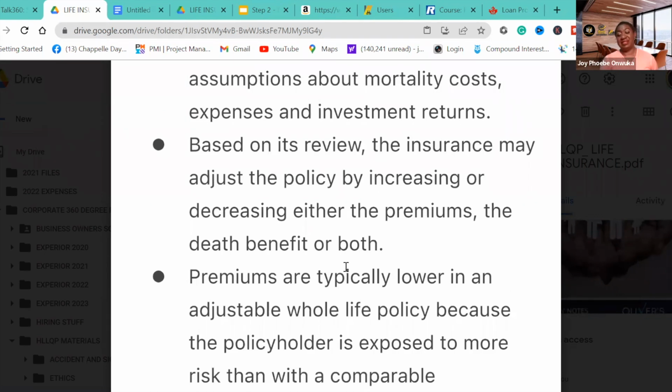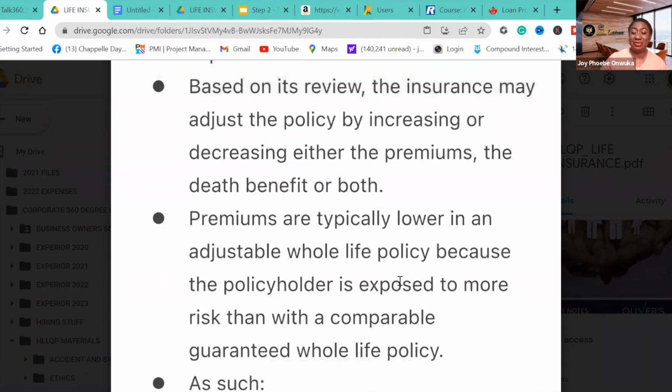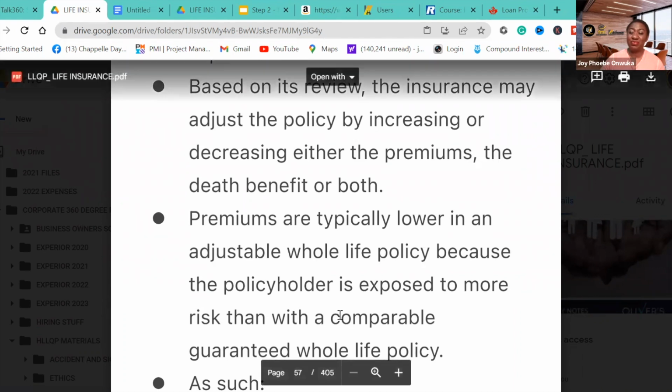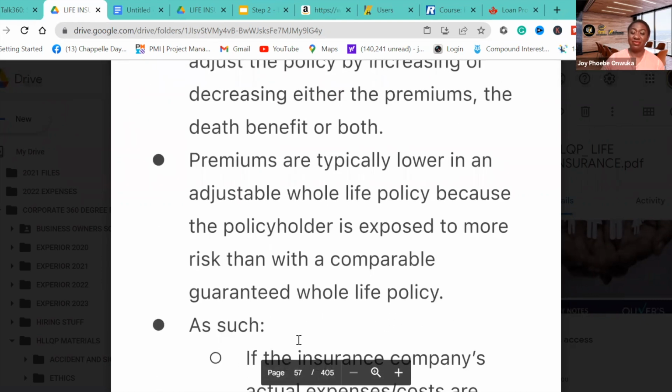Wow, this is interesting. This adjustable whole life, nothing is cast in stone. Tell me in the comment section, would you like to have a policy that has this kind of uncertainty attached to it? I wouldn't, right? Premiums are typically lower in an adjustable whole life policy because the policyholder is exposed to more risk than with a comparable guaranteed whole life policy.